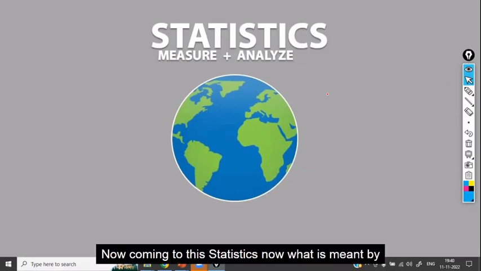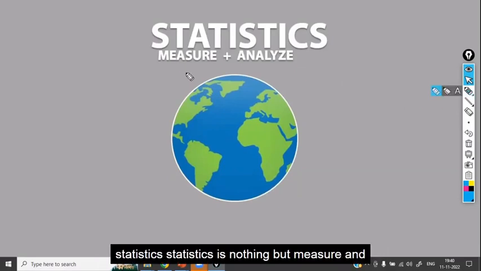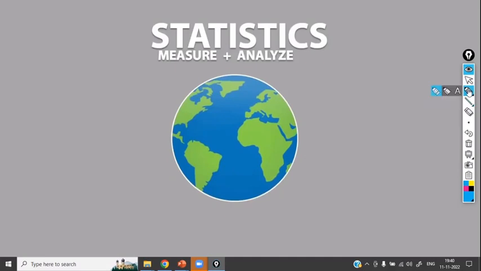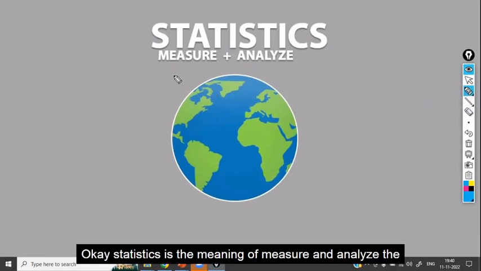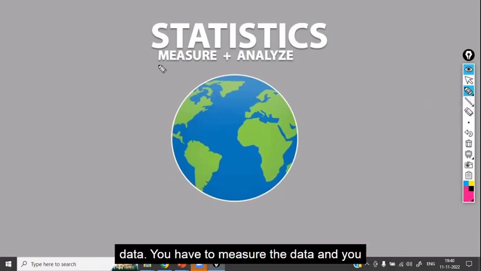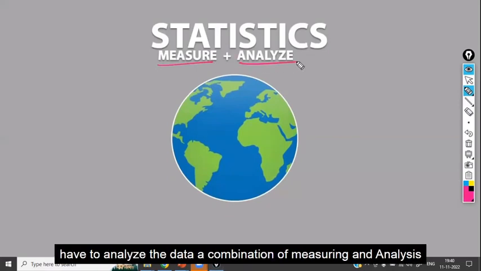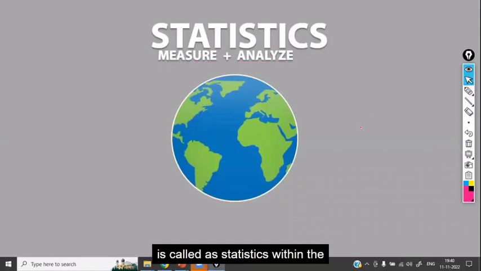Now coming to statistics. What is meant by statistics? Statistics is nothing but measuring and analyzing the data. You have to measure the data and analyze the data. A combination of measuring and analysis is called statistics.